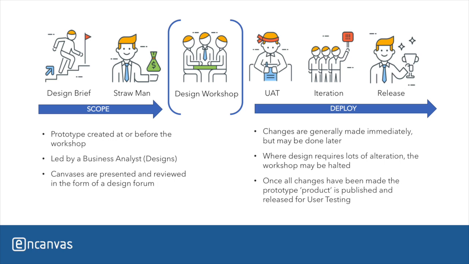The designer iterates the application design until all feedback has been adopted or acknowledged as not being appropriate. Where the design needs considerable iteration, it's not uncommon for the workshop to be halted and reconvened once the bulk of the change requests have been applied. Once all the changes have been made, the product is released for user testing. The output of this stage is a complete application that's ready for user testing.